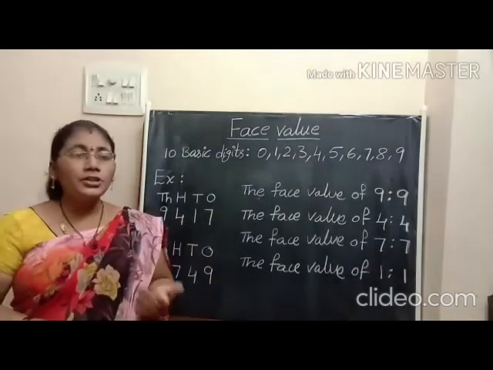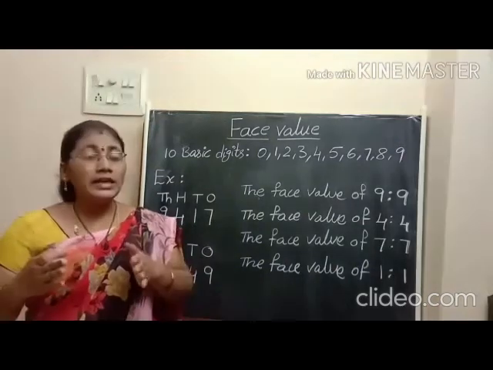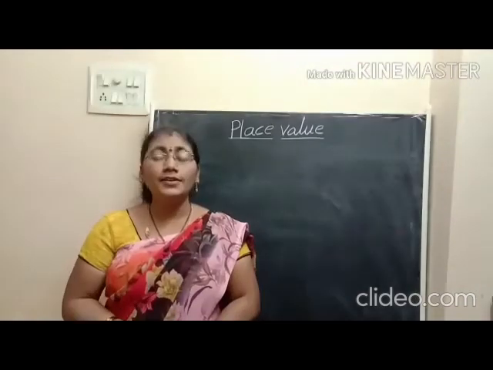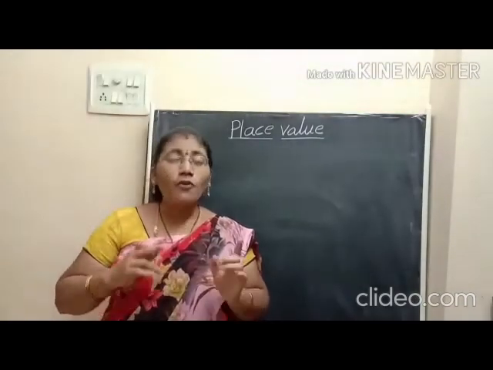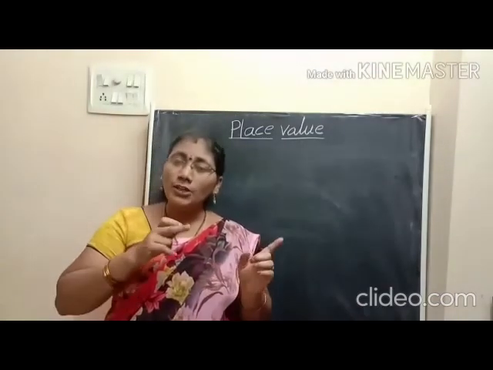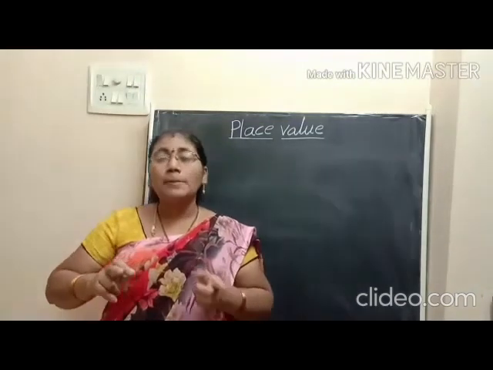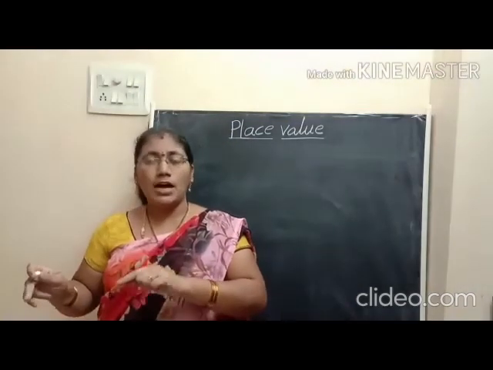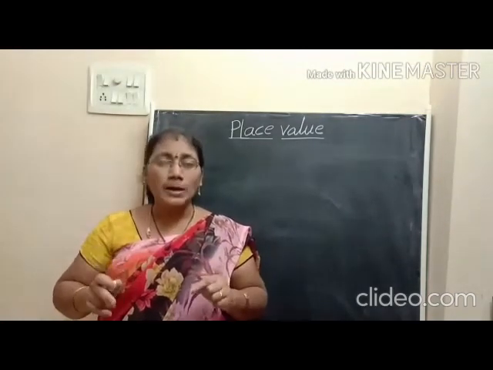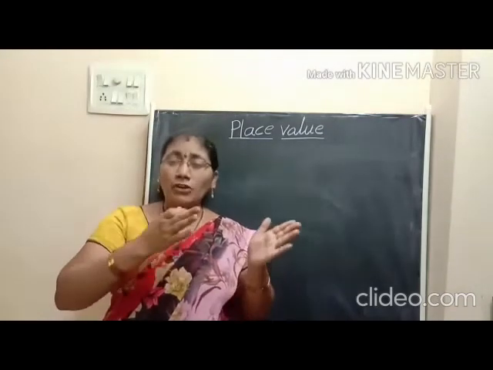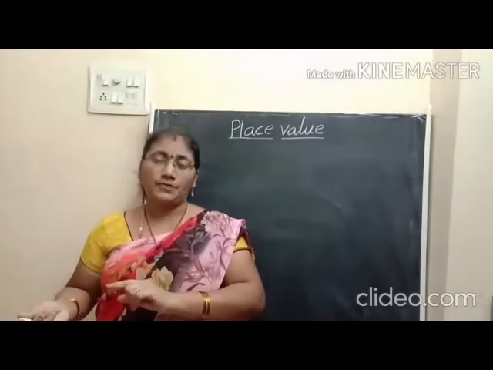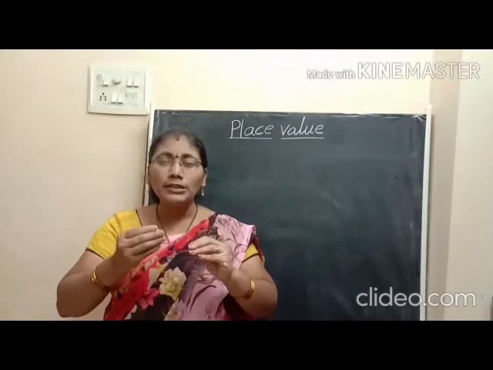Now we are going to learn how to write place values using the face value. Listen, children. The place value of any digit is the product of the face value of the digit and the place of the digit. I am repeating that. The place value of any digit is the product of the face value of the digit and the place of the digit.